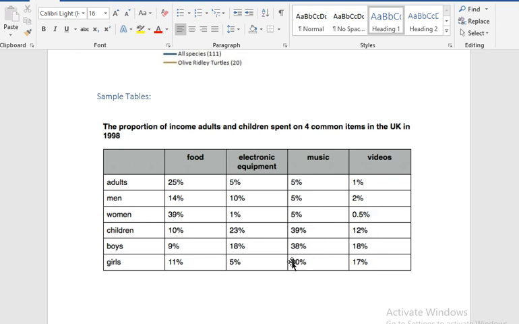Most prominent changes, this is the 41. Music, girls, 40, this is the highest one. Why is it the highest? Then you must share it.